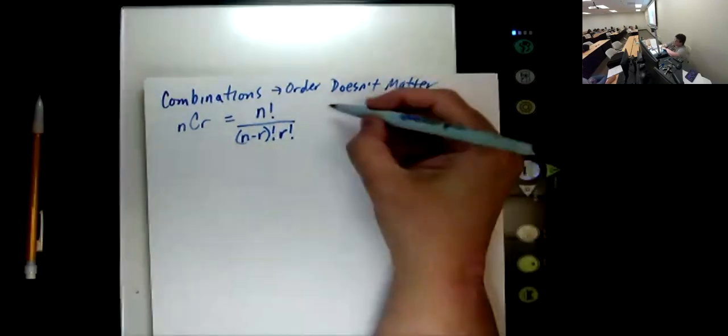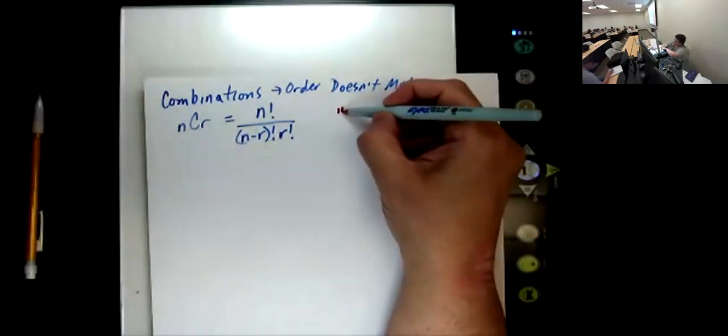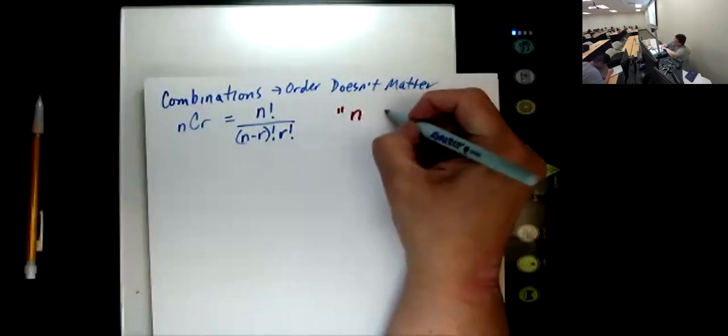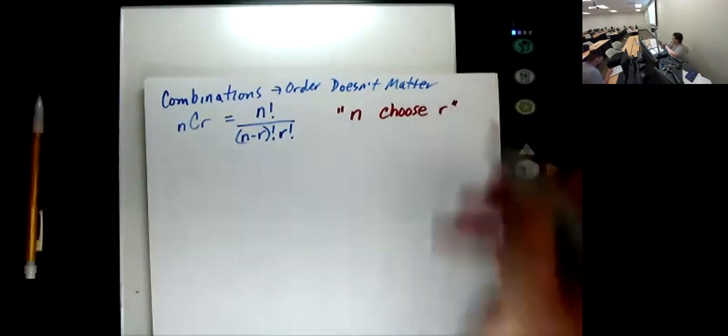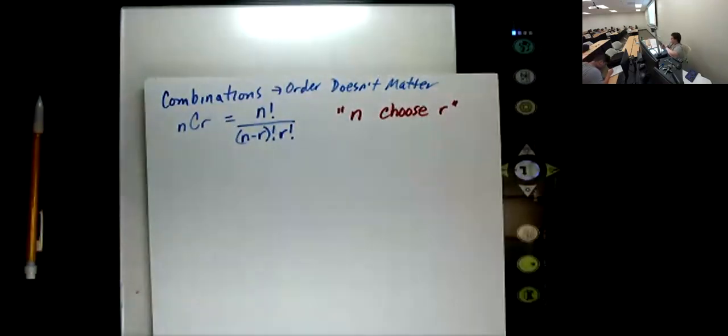This button or this option is used so much, they shorten it to saying n choose r. They don't say n combination r, it's just shortened to n choose r. You have n objects, you choose r objects. N choose r.